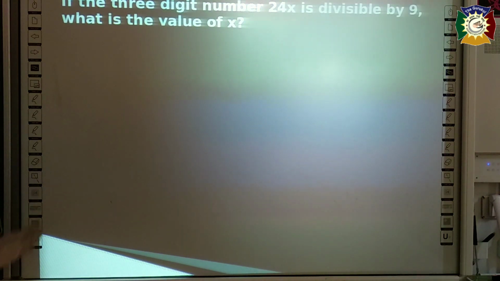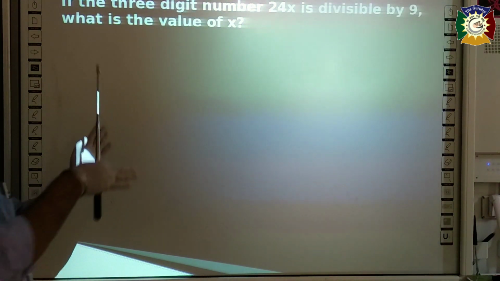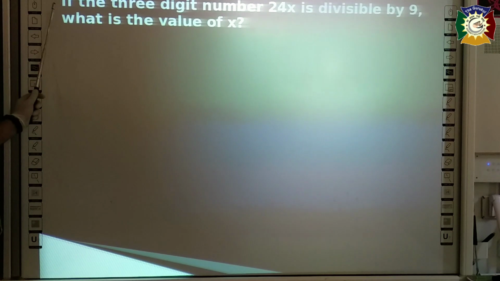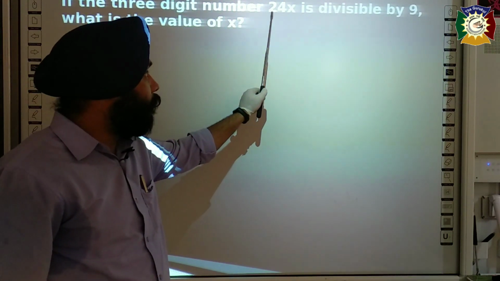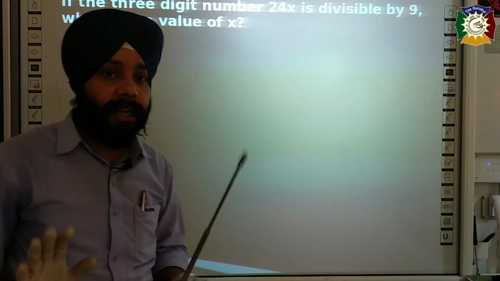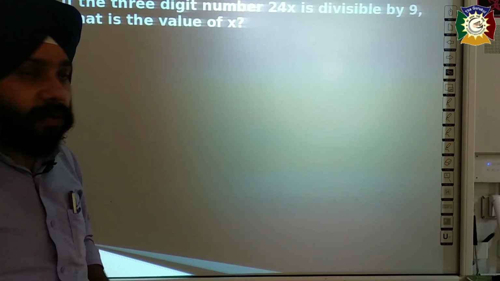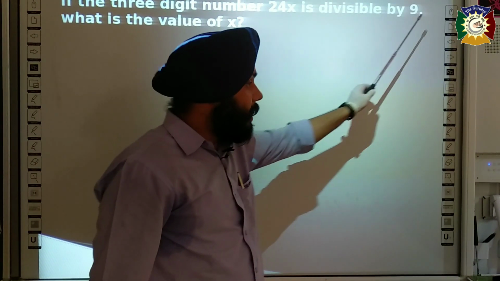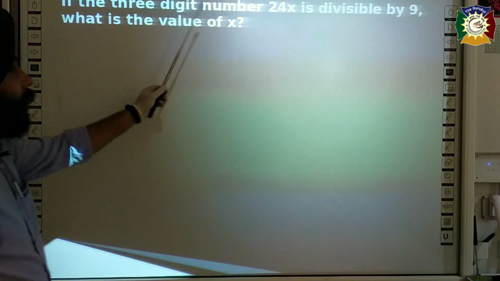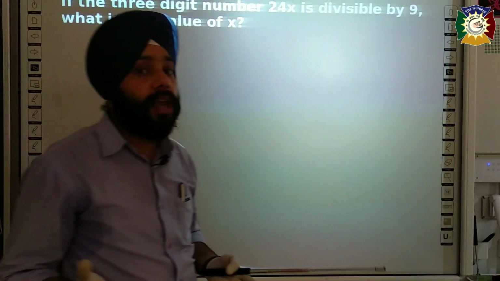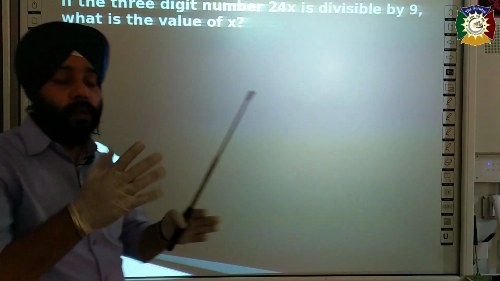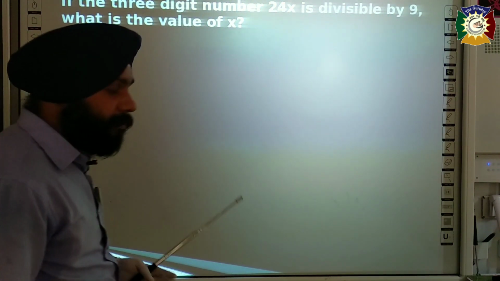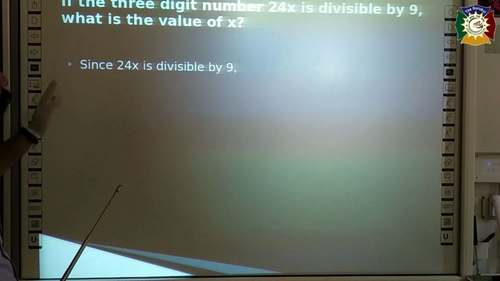Now look at one example, one question on the basis of this divisibility rule. If the three digit number 24x, where x is the unit digit, is divisible by 9, what is the value of x? We don't know, but the x value may be 0 to 9, so it may be anything. Look at how to solve this one.